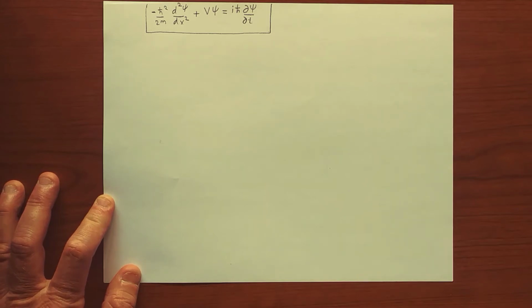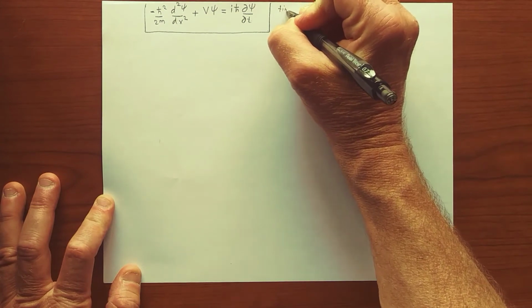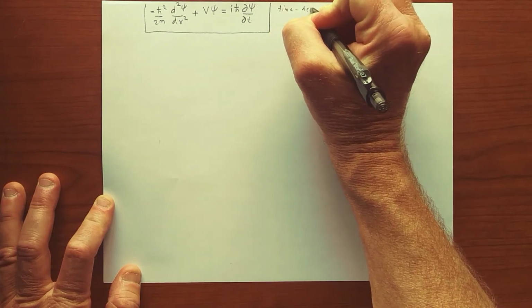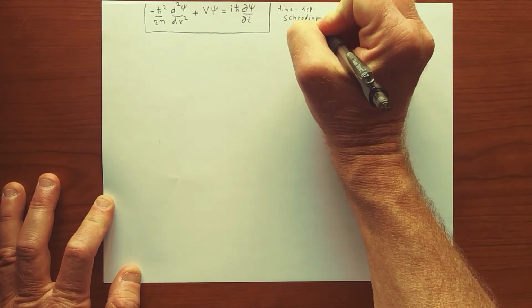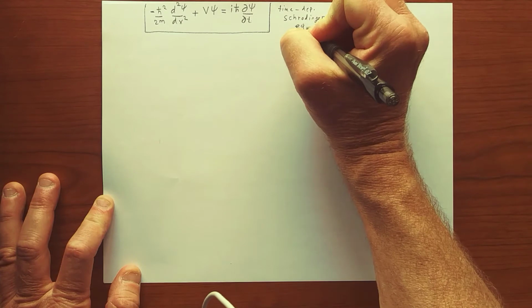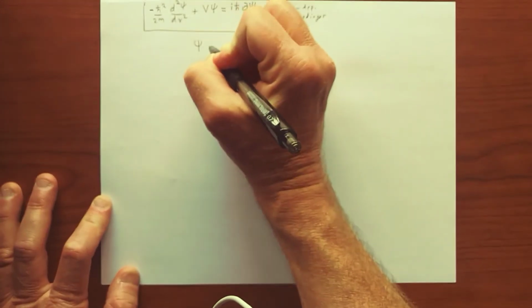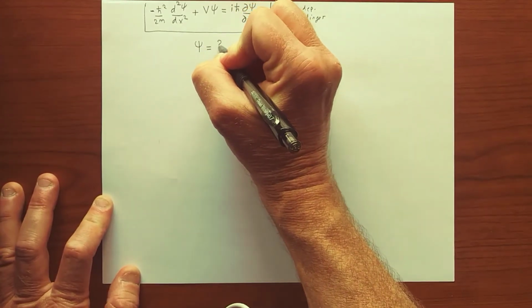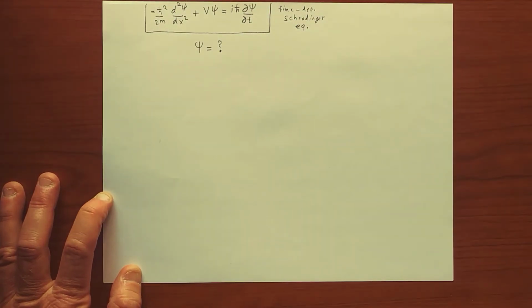Okay, so we derived this equation, which we called the time-dependent Schrodinger equation, and that's the solution that determines what psi is, what this function is that describes the particle. But that's a difficult equation to solve, and so it would be nice if we could make our life easier.